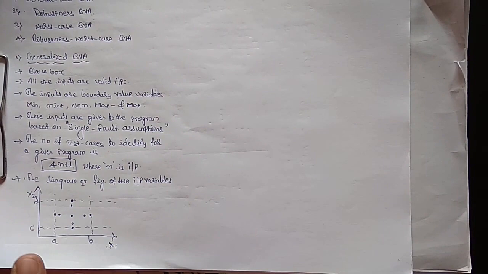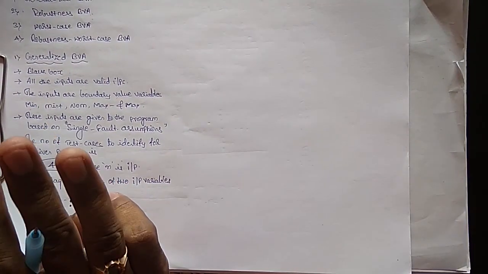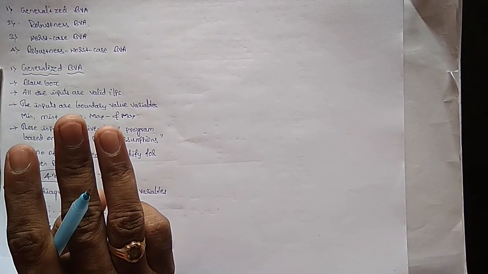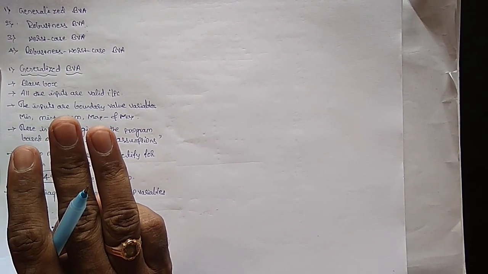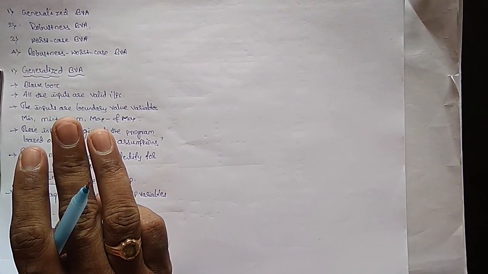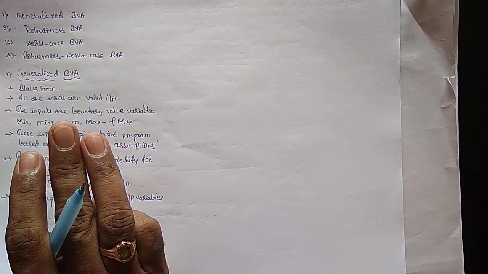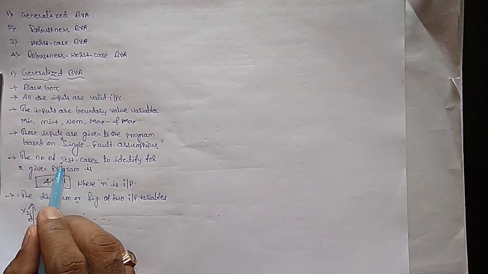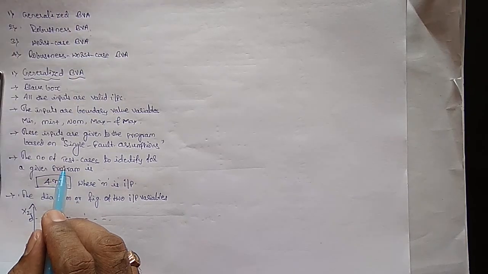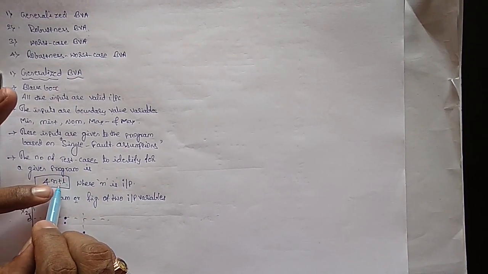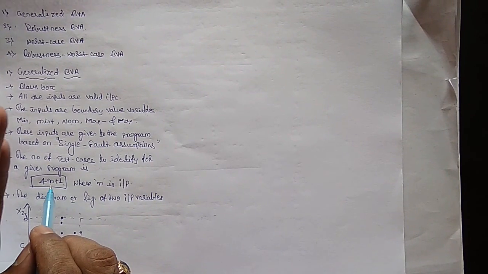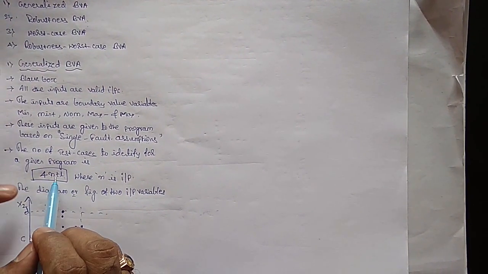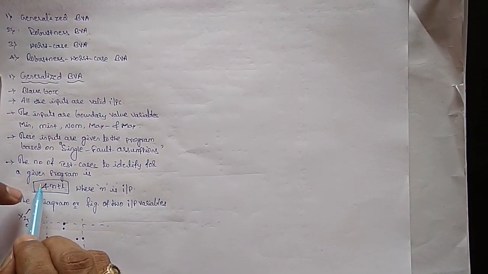For example, if a triangle program is there, the triangle program will accept 3 inputs. Let us assume A, B, C. These 3 values A, B, C will act as the sides of a triangle. Then how many inputs are we specifying for a triangle problem? 3. Then the n value becomes 3. Then how many test cases will exist under the generalized BVA? So 4 into 3 plus 1 means a total of 13 test cases we have to write for a triangle problem by using this formula.